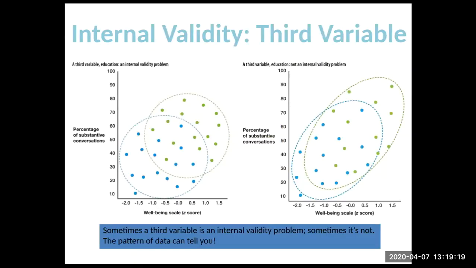And sometimes there could be a third variable that causes these things. Like I said, there could be a variable that's causing a change in both A and B. In this case, what we're looking at is on the left, our percentage of substantive conversations and our well-being score. And you can see that there are 2 concentric circles in there, blue dots and green dots. So there is a third variable in this case that would be an internal validity problem had we had it.